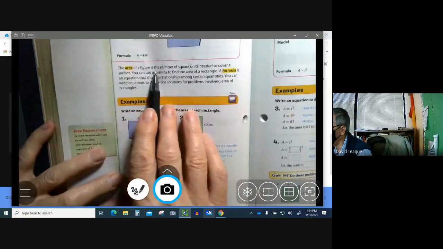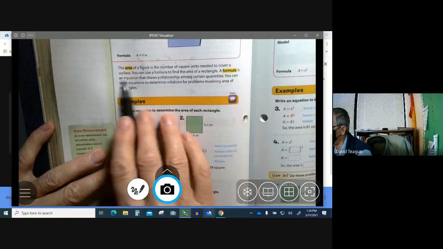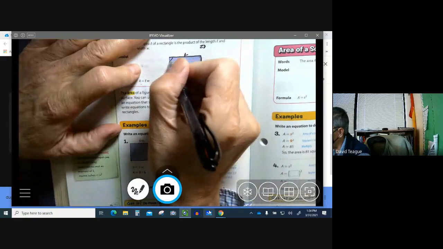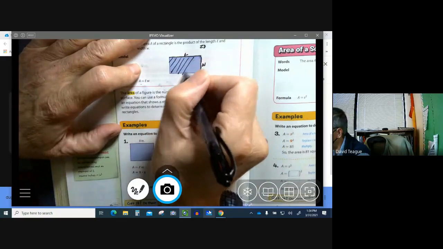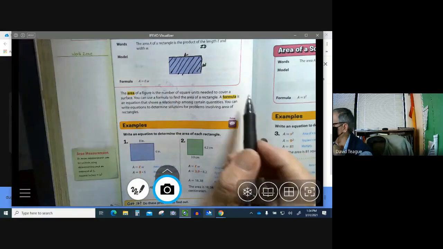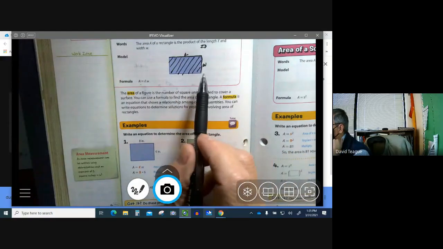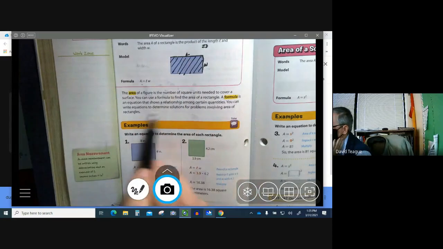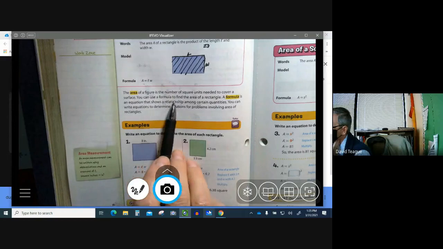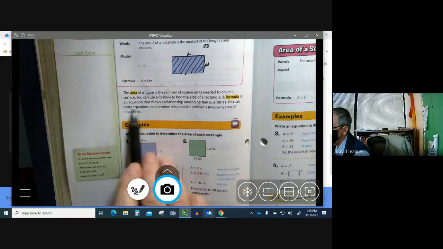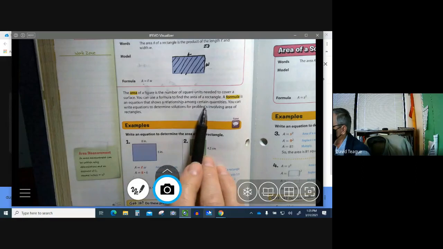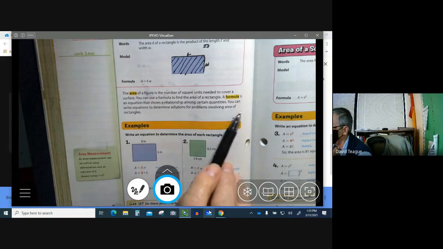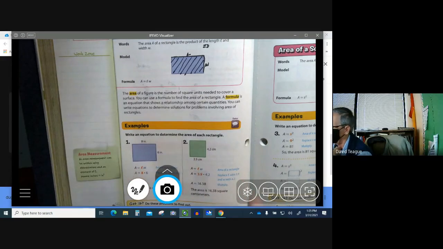The area of the figure is the number of square units needed to cover the surface. So when you multiply this length times this width, you're getting this area in here. Like if you had to measure this to get a tarp to cover this area, you'd multiply length times width. You can use a formula to find the area of a rectangle. A formula is an equation that shows a relationship among certain quantities. You can write equations to determine solutions to problems involving area of rectangles.